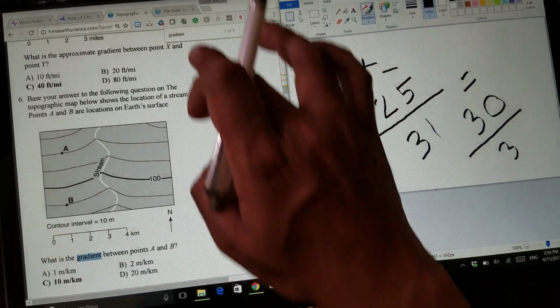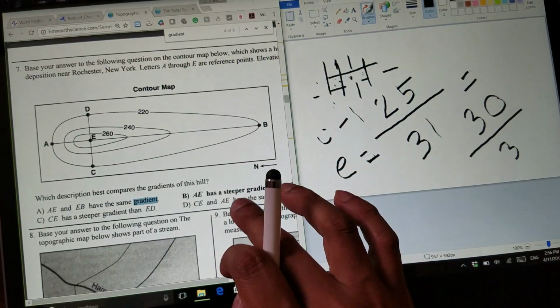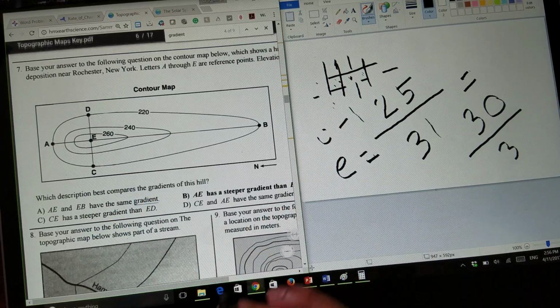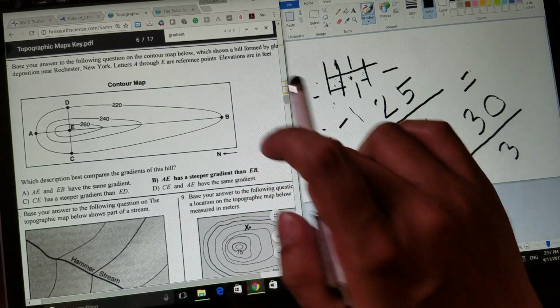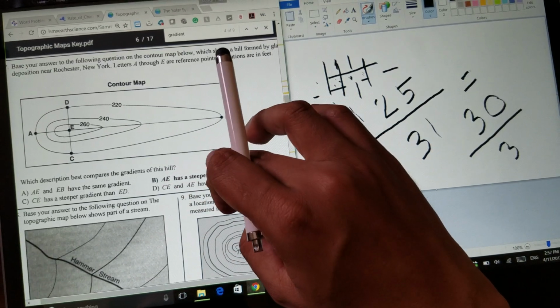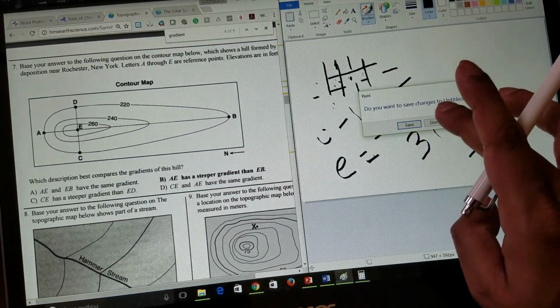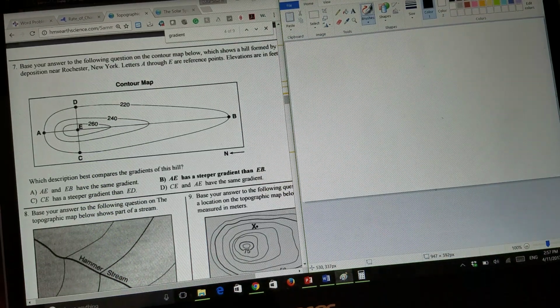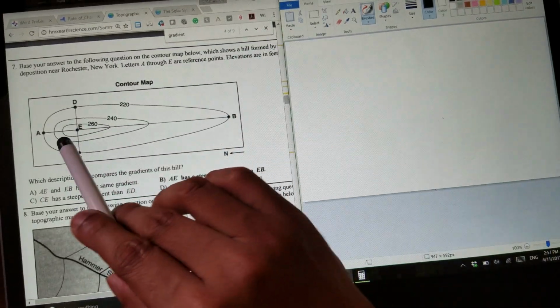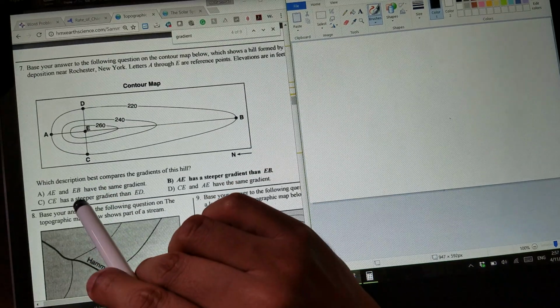Let's look at another question. This question is a little interesting. Question number 7. You can see, which description best compares the gradients of this hill? How do you calculate this one? Again, we're going to use the same equation. You already know what gradient is: change in field value divided by distance. So we have to compare different field values here. Which description compares the gradient?